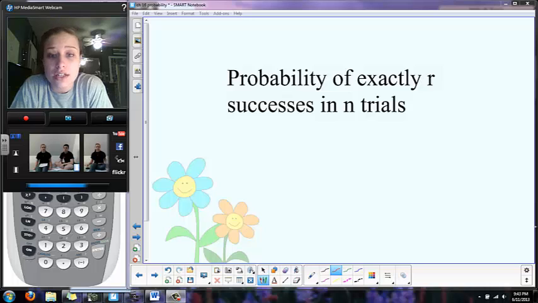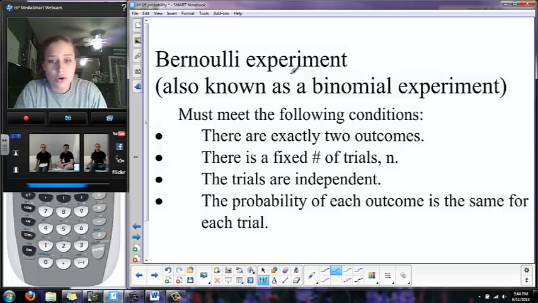But all it is is a pattern, and you're going to set up these questions exactly the same way every single time. Different questions just have different numbers, but you're doing the same thing every single time. So it's really not as difficult as people make it out to be. So what we're going to do is talk about a Bernoulli experiment.